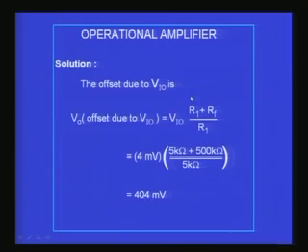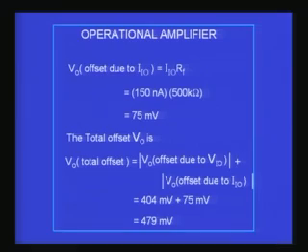So, what is the offset voltage? The offset voltage due to VIO is VIO multiplied by the gain. The gain here is R1 plus RF by R1, which is 5 kilo ohm plus 500 kilo ohm by 5 kilo ohm, and when you calculate, it is almost 101, and multiplied by 4 millivolts gives me 404 millivolts. This 4 millivolts is the input offset voltage given in the problem. So, you get 404 millivolts as the offset voltage due to input offset voltage alone.